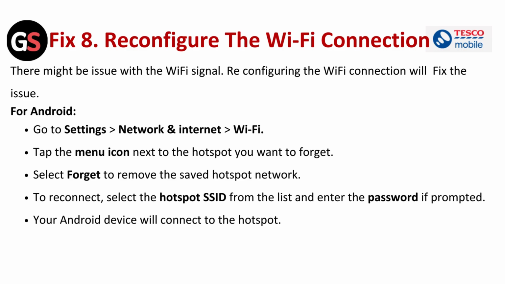Fix 9. Reconfigure the Wi-Fi connection. There might be an issue with the Wi-Fi signal. Reconfiguring the Wi-Fi connection will fix the issue. For Android, go to settings, network and internet, go to Wi-Fi, tap the menu icon next to the hotspot you want to forget. Select forget to remove the saved hotspot network. To reconnect, select the hotspot SSID from the list and enter the password if prompted. Your Android device will connect to the hotspot.